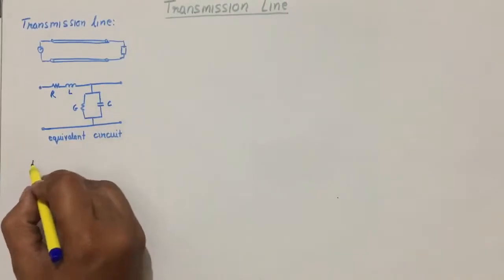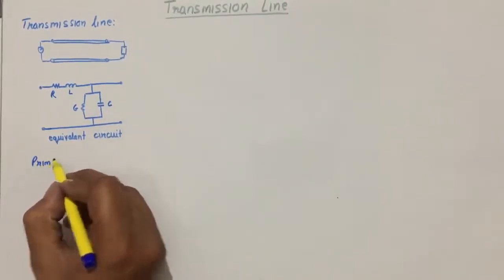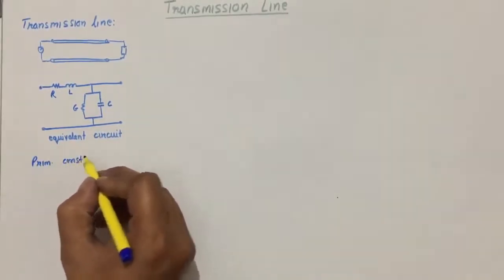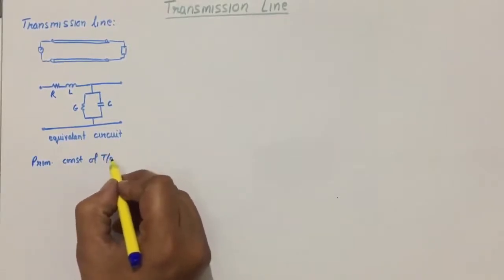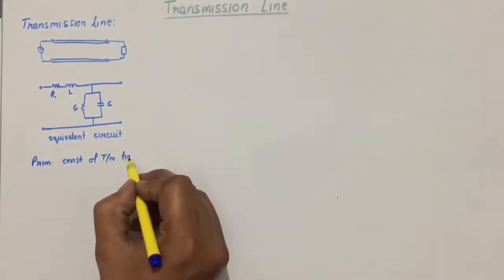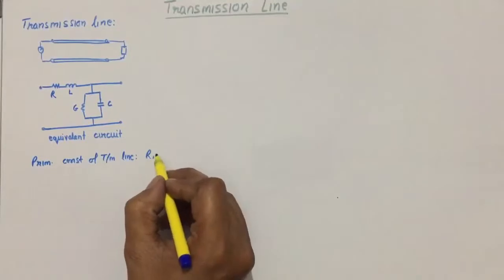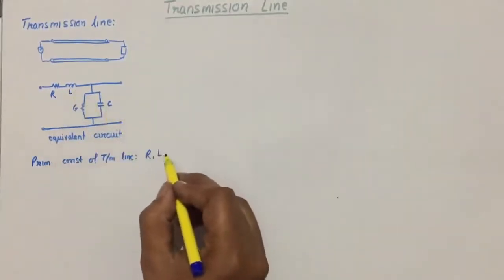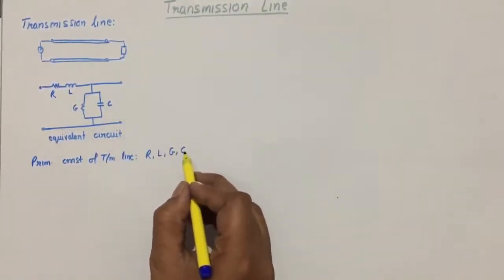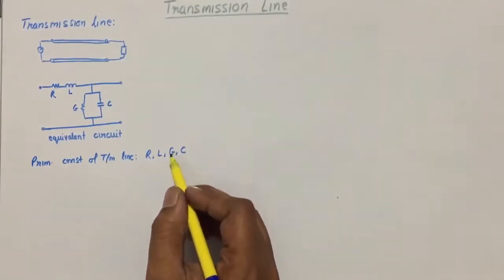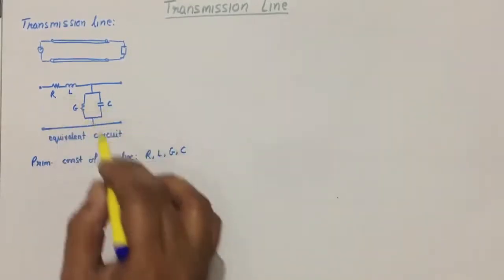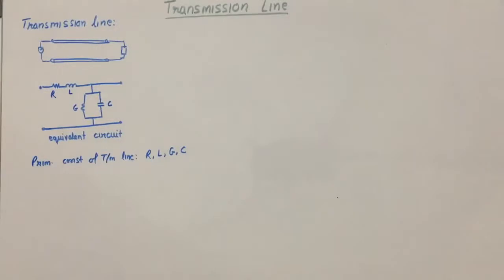So we can write it down: primary constants of transmission line, that is resistance, inductance, conductance and capacitance, and the parameters that are derived from these are known as secondary constants or secondary parameters of the transmission line.